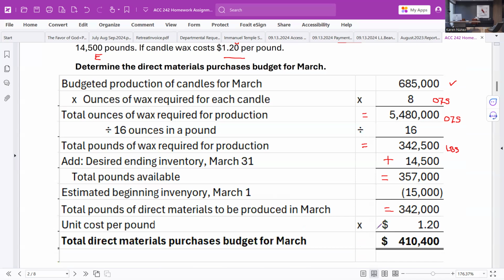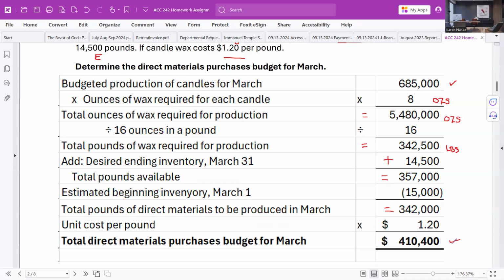And the wax is going to cost $1.20. That's 410,400. That's our budget. So again, we're going to purchase enough to cover what we need for production. 342,500 pounds are needed for production, plus what we need for the ending inventory, minus what we have in the beginning inventory. We need 342,000 pounds of wax, and it's going to cost $1.20.